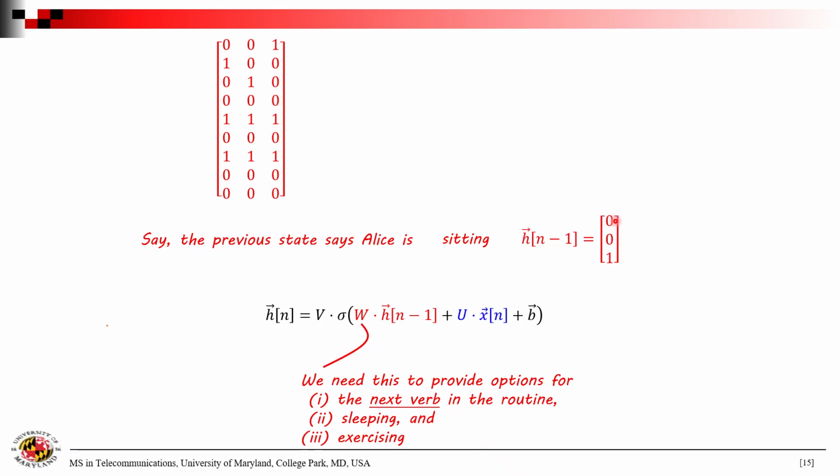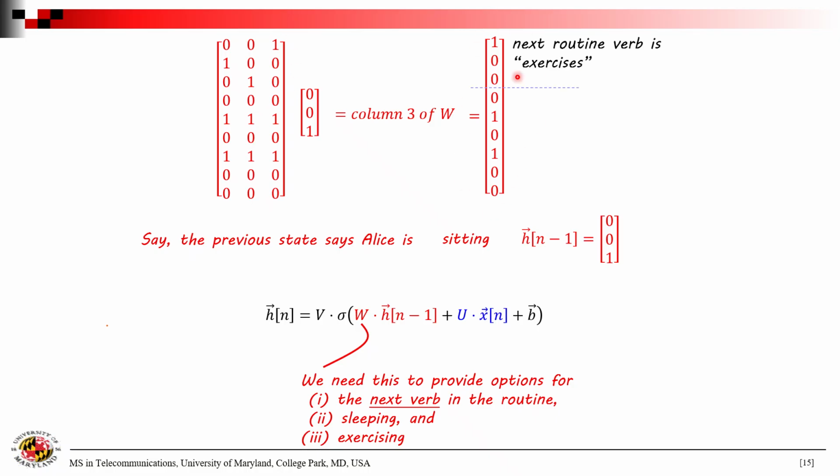In other words, H at timestamp n-1 is 0, 0, 1. So we go ahead and post-multiply W by H n-1. This vector here is going to grab column 3 of W, and we just copied this column 3 over here. And again, we verify that it's doing what we want. This says that the next verb in the routine is Alice exercises, which is correct.